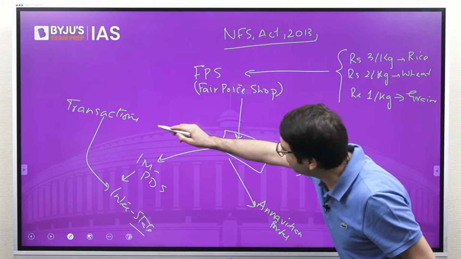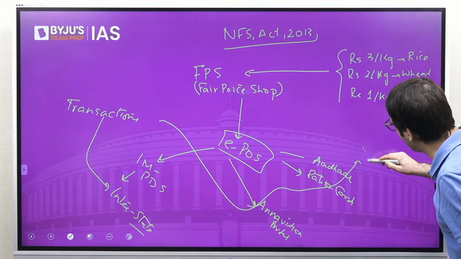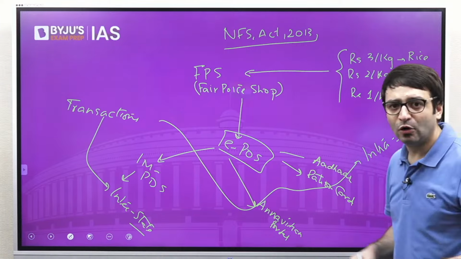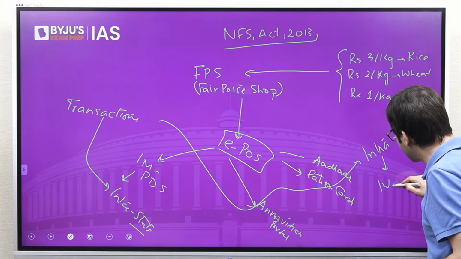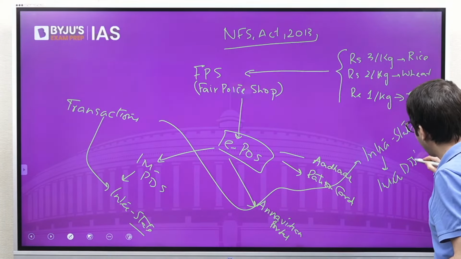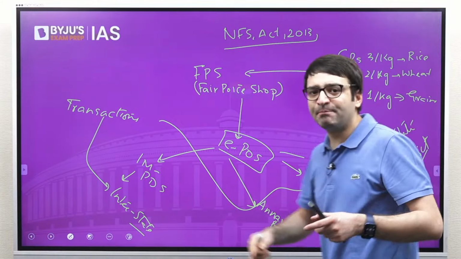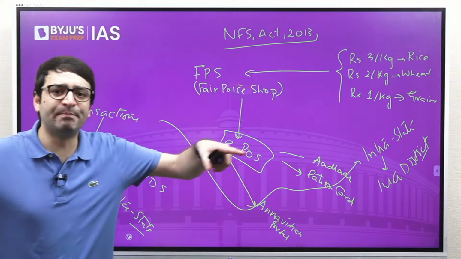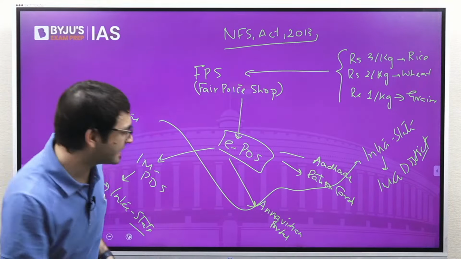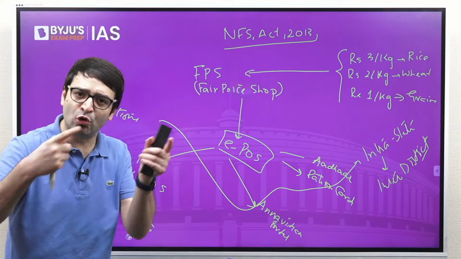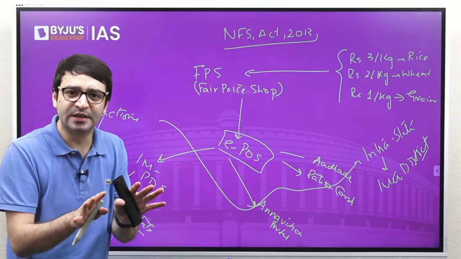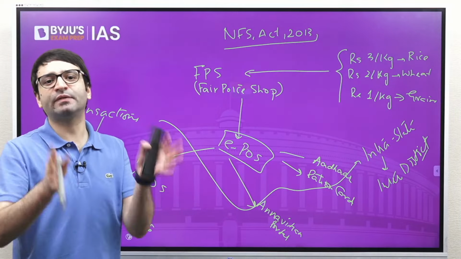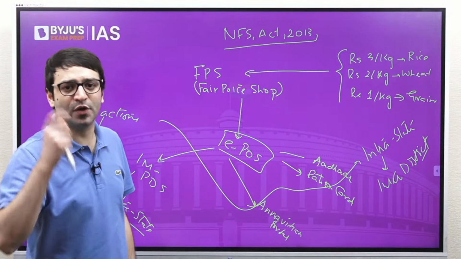This Anna Vitran portal will keep the track of intrastate, or should we say inter-district. I am part of District A, beneficiary listed in District A, but I am getting the benefits from District B. This Anna Vitran portal will keep track of these transactions, inter-district or intrastate. This is One Nation, One Ration Card on the directions of the Honorable Supreme Court.